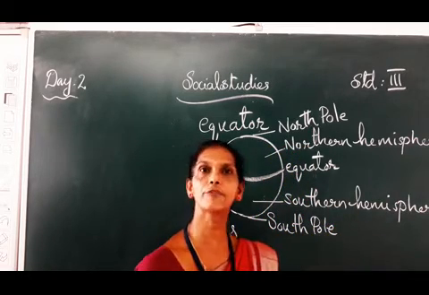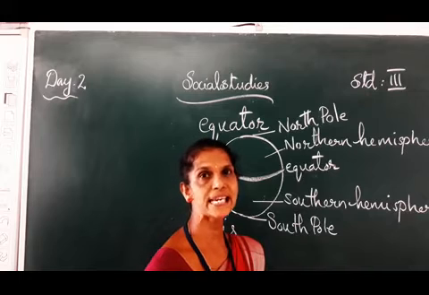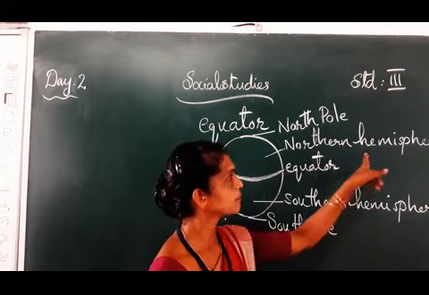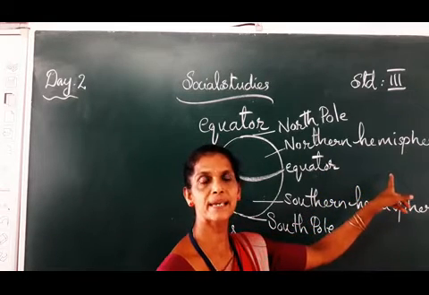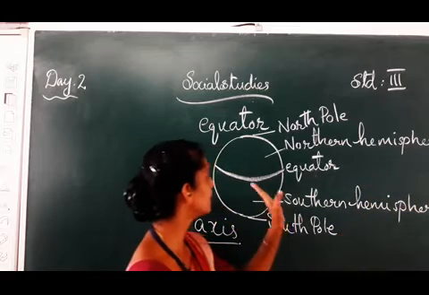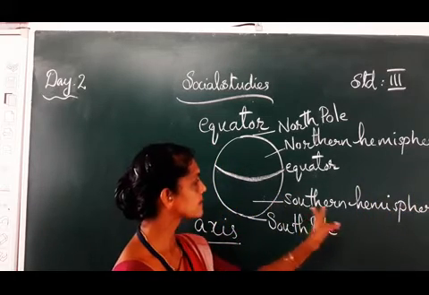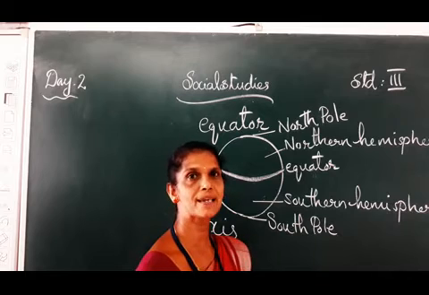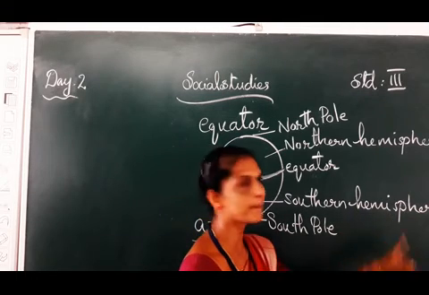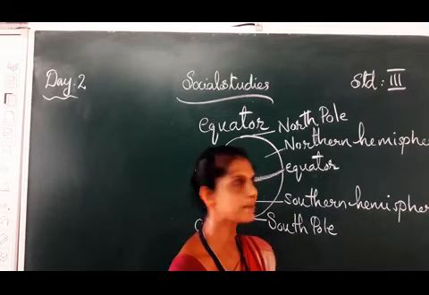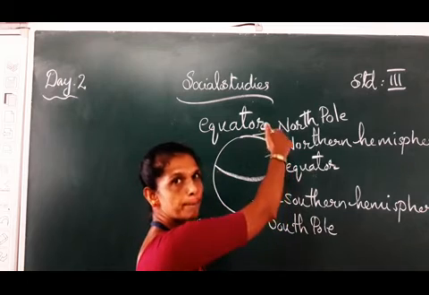What is the spelling of northern? N-O-R-T-H-E-R-N. Northern. H-E-M-I-S-P-H-E-R-E. Hemisphere. Then the down portion, that is the southern. S-O-U-T-H-E-R-N. Southern. H-E-M-I-S-P-H-E-R-E. Hemisphere.